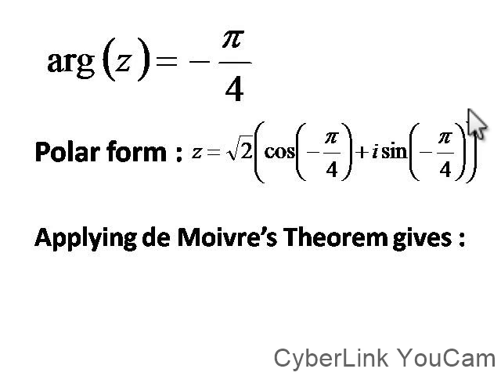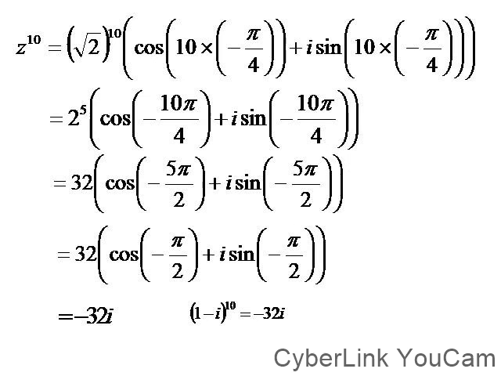So by De Moivre's theorem, this 10 comes here and this 10 comes here. You can see that in this slide 10 comes here and 10 comes here. Now as we simplify, cos of minus 10 pi by 4 plus iota sin minus 10 pi by 4, that is minus 5 pi by 2. Now root 2 raised to 10, that means 2 raised to 5, that means 32. Okay, now minus 5 pi by 2 is equivalent to minus pi by 2, because both values of minus pi by 2 and minus 5 pi by 2 are the same for sine and cos.